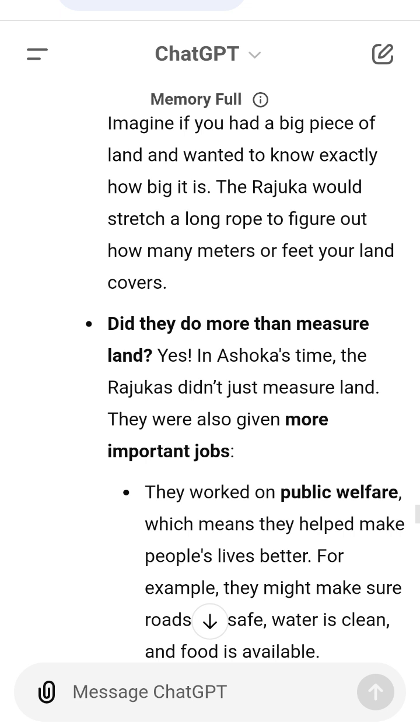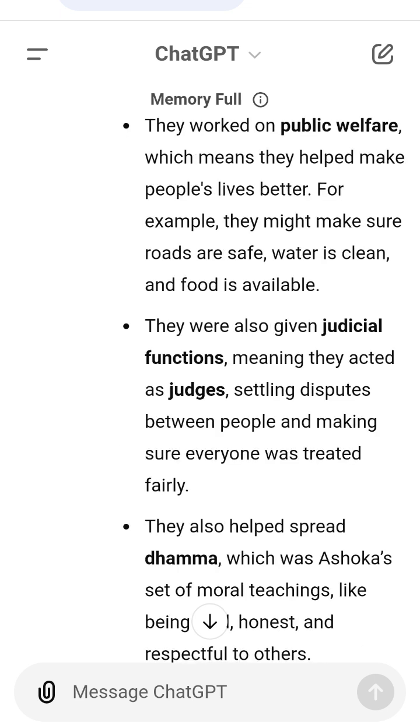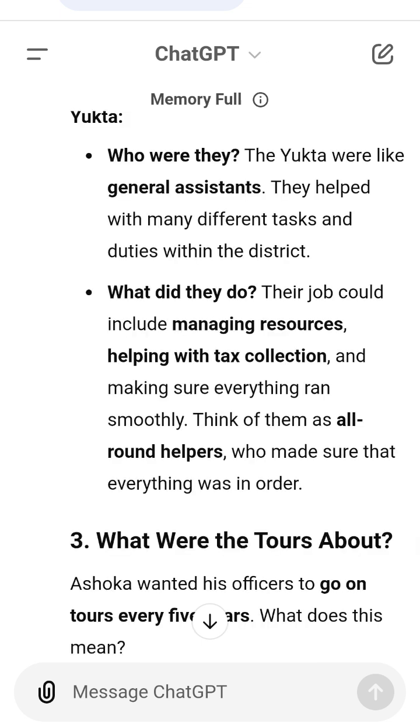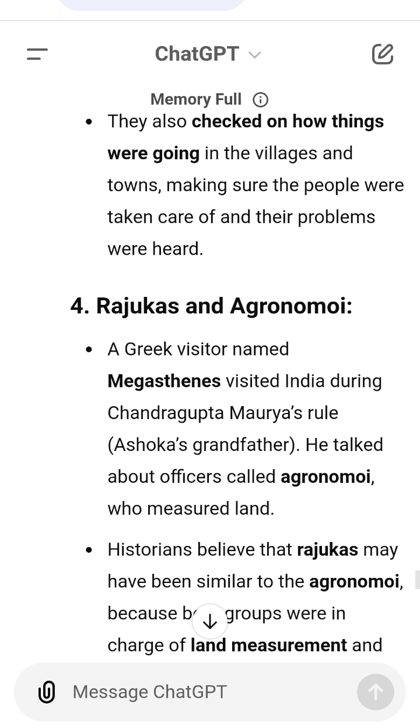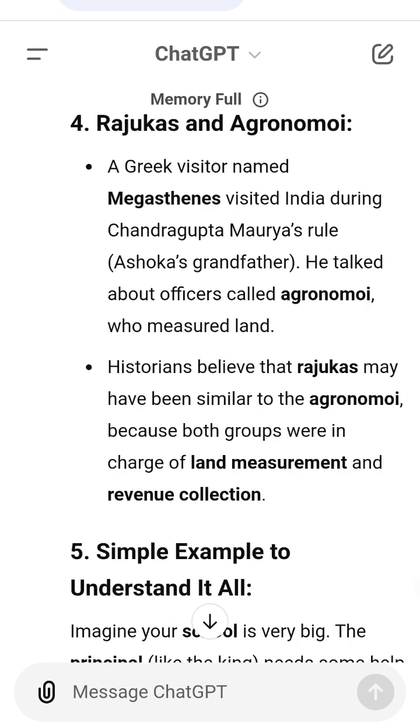6. More information. The Arthashastra, an ancient Indian book about politics and governance, talks about the Yukta as a general officer, but it doesn't mention the Rajuka. This shows that the Rajuka might have become more important in Ashoka's time. The Rajukas were not just land measurers. Ashoka gave them more responsibilities, making them high-ranking officers who were trusted to help with people's welfare and justice.